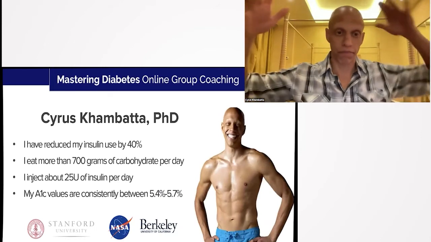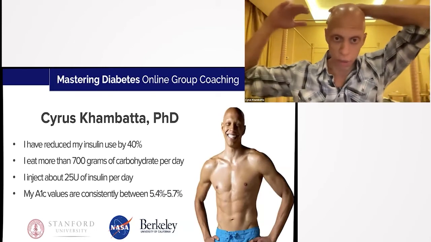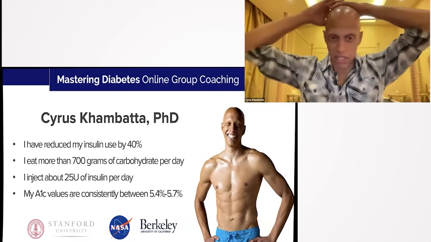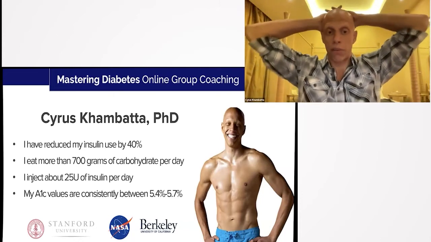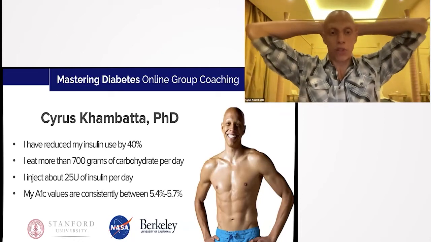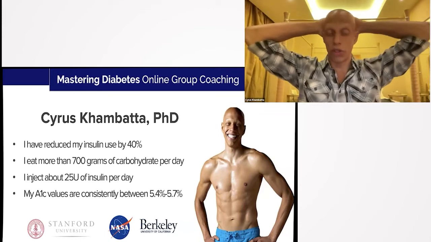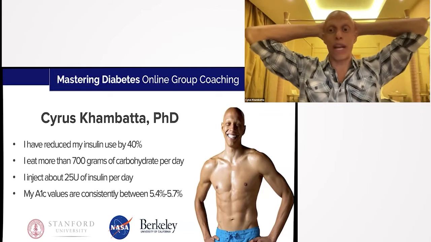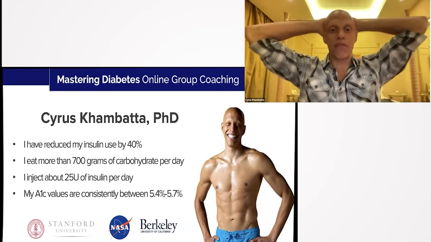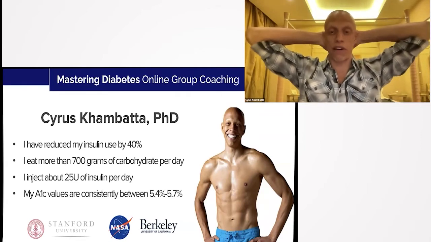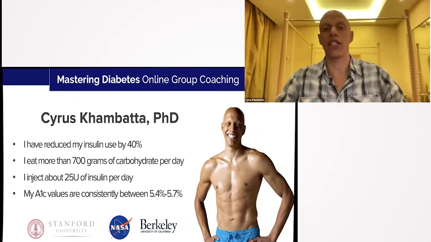So here I am today. I've reduced my insulin use by 40%. Today, on a daily basis, I eat more than 700 grams of carbohydrate per day. I inject approximately 25 units of insulin per day, and that is considered a physiologically normal amount of insulin for somebody of my weight and height. And my A1C values are consistently between 5.4 and 5.7%, which is technically speaking non-diabetic.